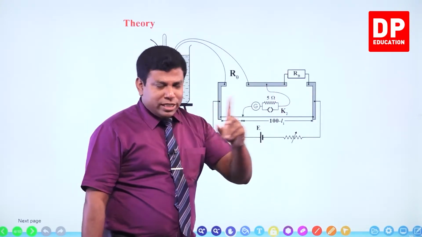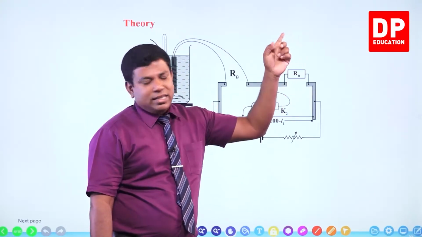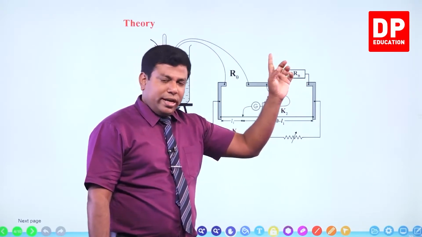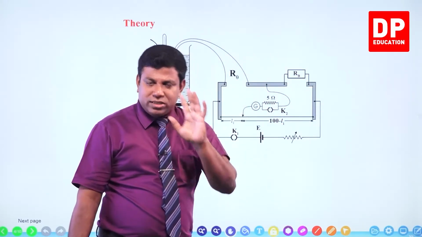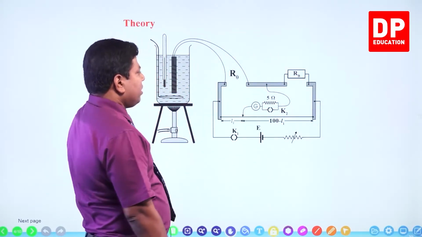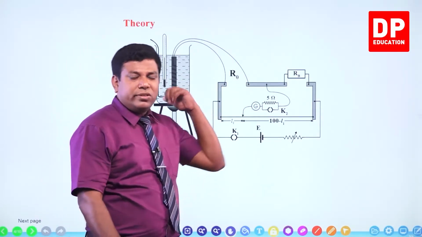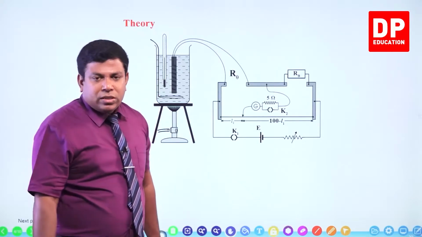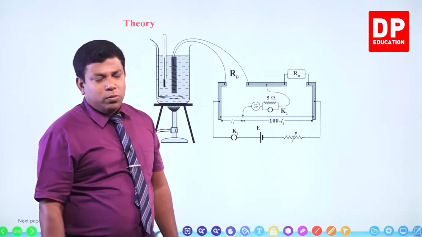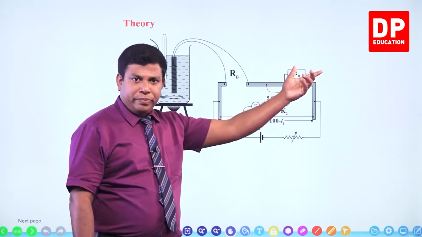We are not planning to change this resistance, right? This R remains constant, so you don't need a resistor box for that. A constant resistance would be enough, somewhat equal to the resistance of this. So initially, you can measure the resistance of this with a multimeter. Suppose it comes around say 90, 100 ohms, you can put 100 ohm here, right?